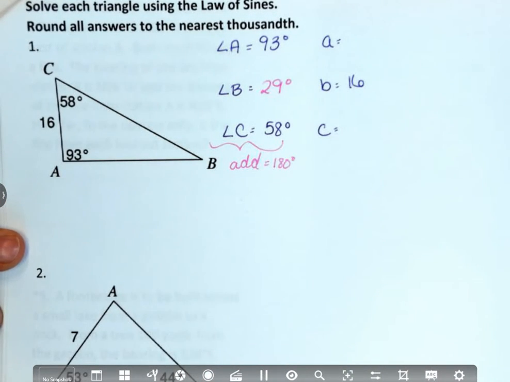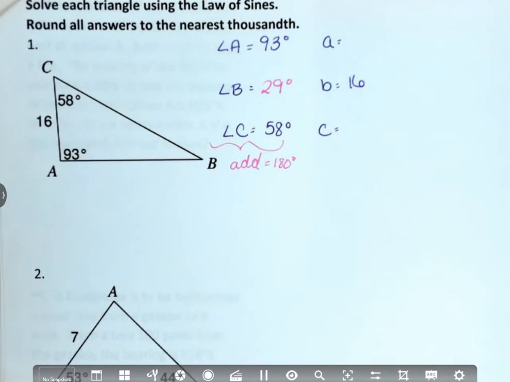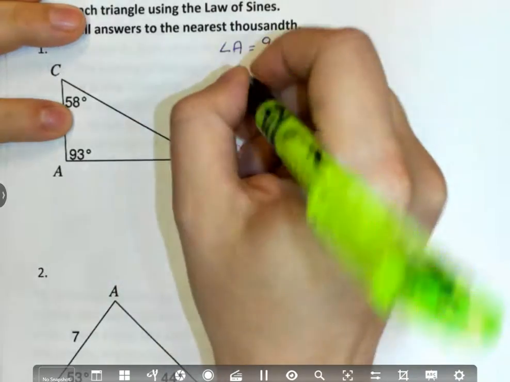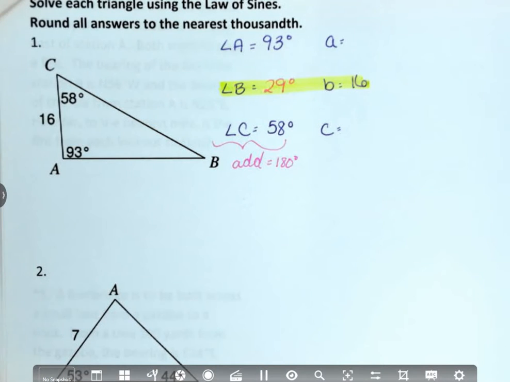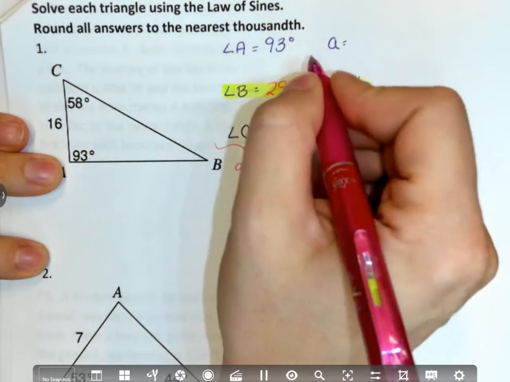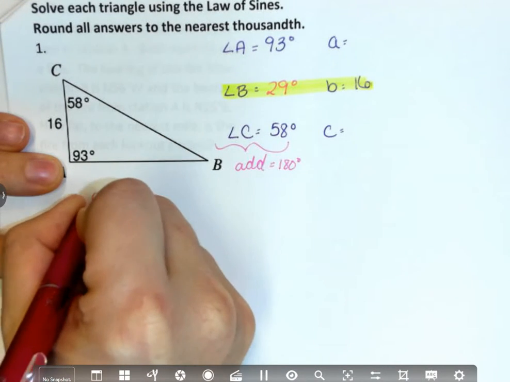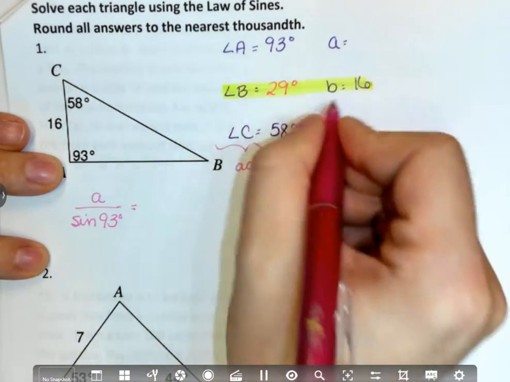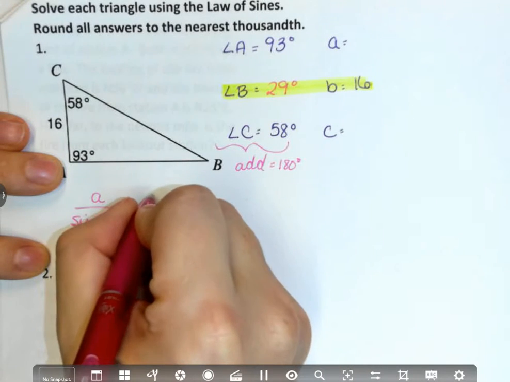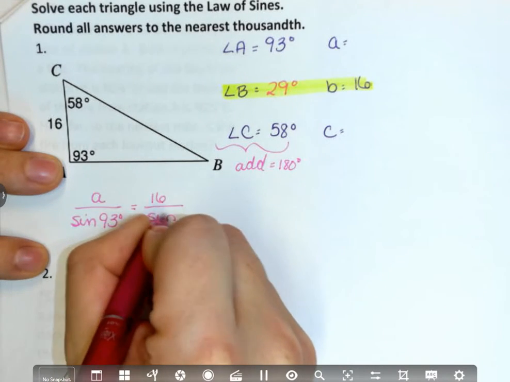Okay. Now, when I did that, I created for myself an angle side pair. So now you get to choose. Which one do you want to find first? Do you want to do A first or C first? We'll go with your A. Okay? So to solve for A, all I'm going to do is set up the law of sines. So I'm going to say A over the sine of A is equal to, using what I have, B over the sine of B.